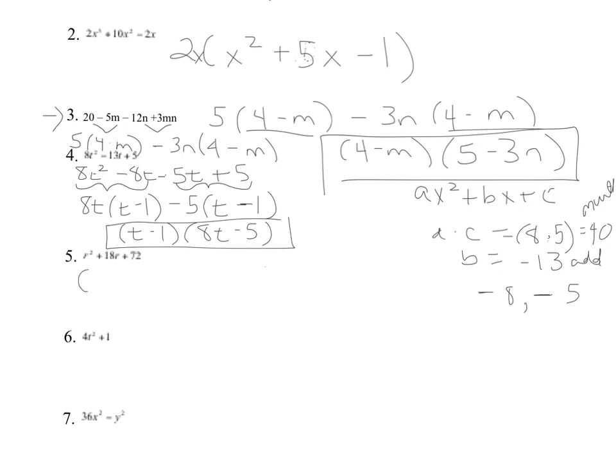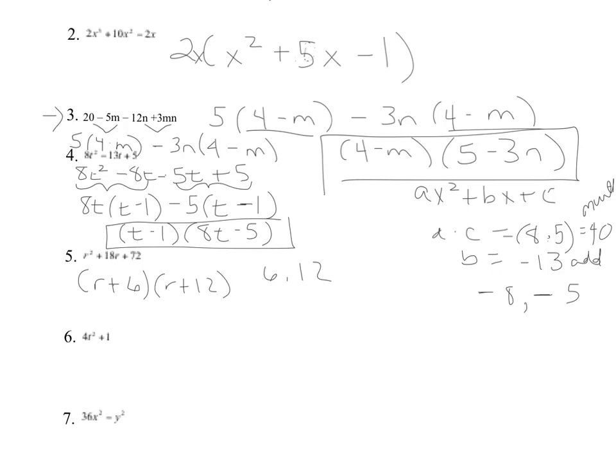When you get, and everything was positive here, so I need a positive 6 and a positive 12. If I can come up with the right pair that multiplies to give me a times c, adds to give me b, and my a value is a 1, that pair I've come up with is what actually shows up in the parentheses. This factors into r plus 6 times r plus 12.